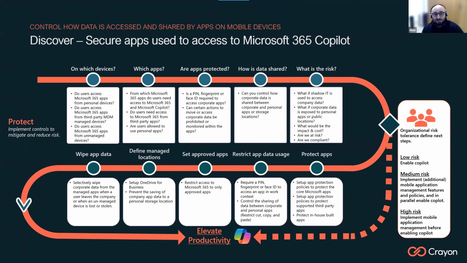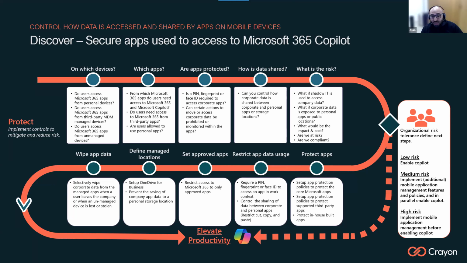How to secure the apps used to access Microsoft 365 Copilot. Now we are securing the apps. Again, discovery and protect. First, as we mentioned, because the apps are tied to the devices, you need to know the device that the data is stored on or accessed from. Are users accessing Microsoft 365 apps from personal devices? Are they using third-party MDM managed devices, or are they unmanaged devices?